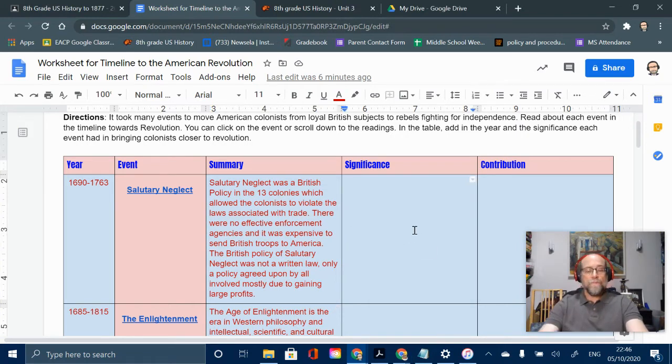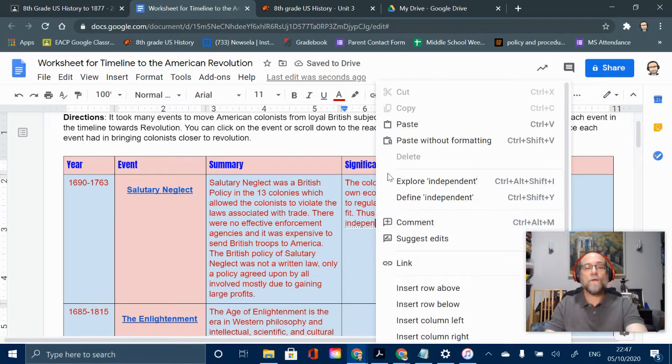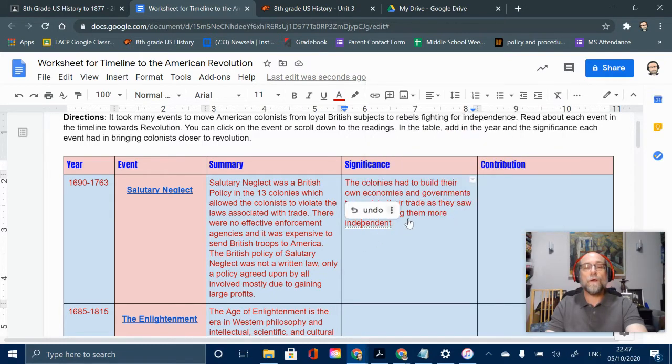And so, what's the significance of this? The significance of salutary neglect is that the colonies had to build their own economies and governments to regulate their trade as they saw fit, thus making them more independent. Is that correct? Okay, there we go. Making them more independent.